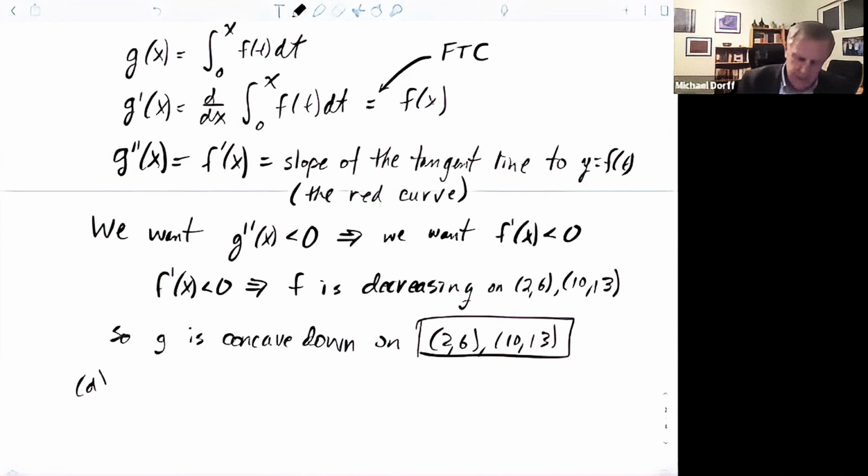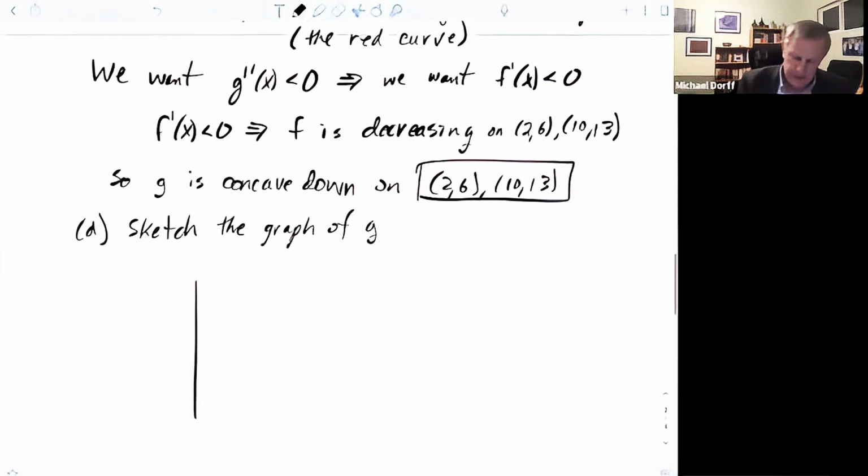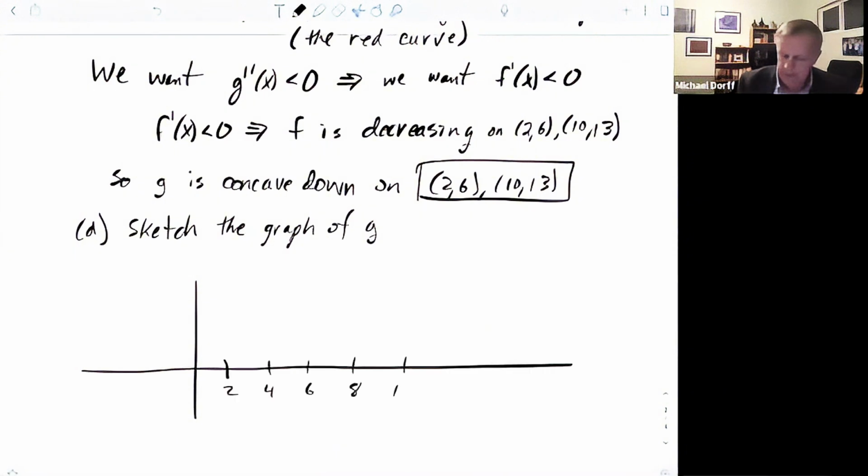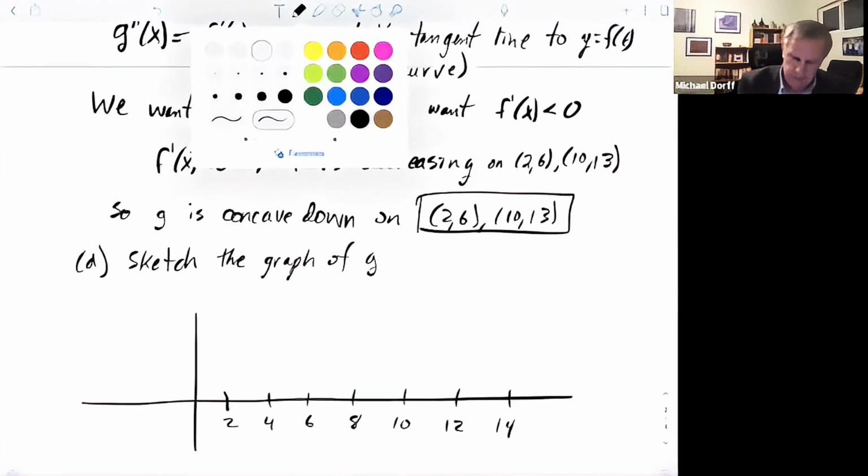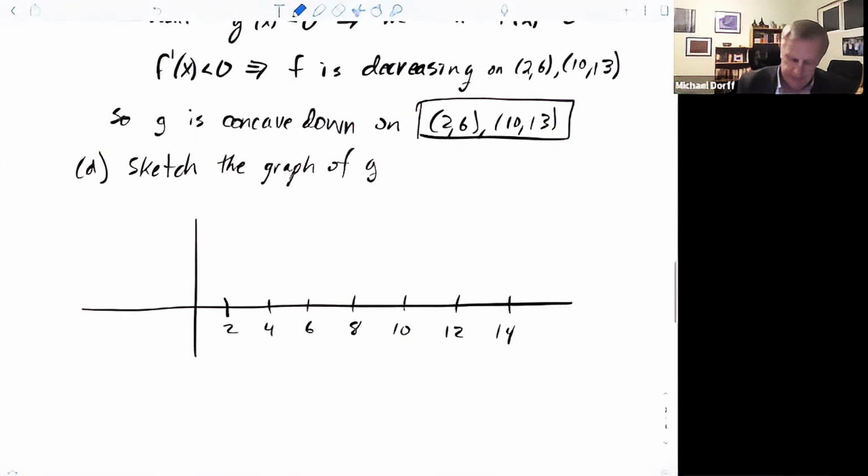All right, last part is part D, which is to sketch the graph of g. So we'll make it, here we go, 2, 4, 6, 8, 10, 12, 14. And I'm going to use blue here. So let's see, what is g of 0? That's the integral from 0 to 0 of f of t dt. Well, anytime I have an integral from 0 to 0, or from this number to the same number, that's always equal to 0. So my initial point here is 0. g of 0 is 0.